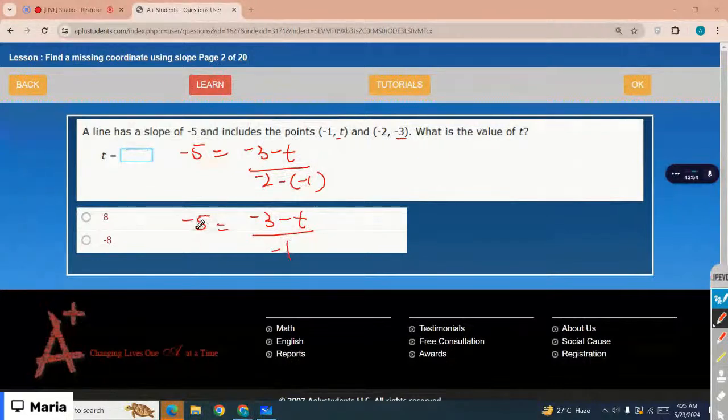So negative 1 times negative 5 is 5. That equals negative 3 minus t, right? Move negative 3 to the other side, so that would be added. 5 plus 3 equals negative t. Negative t equals 8. And then t equals negative 8. The correct option is negative 8. t equals negative 8.